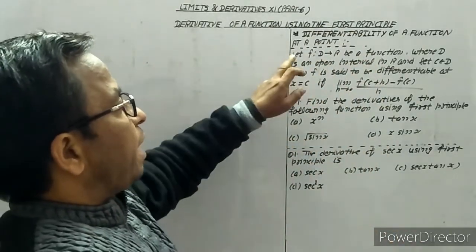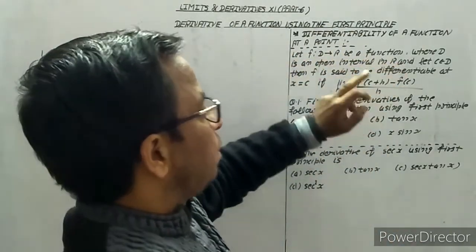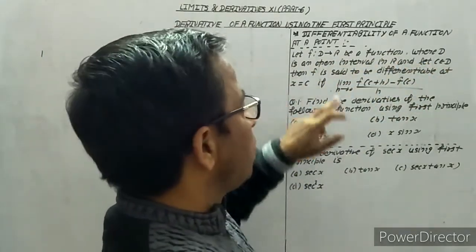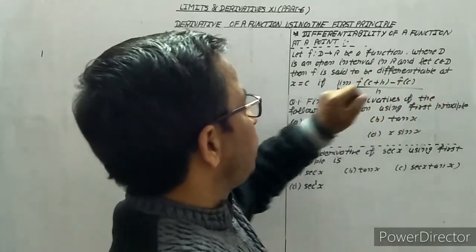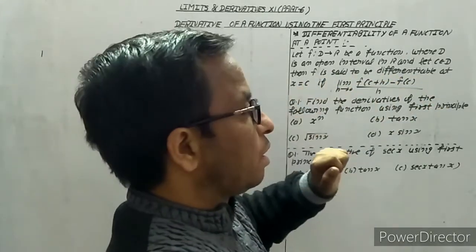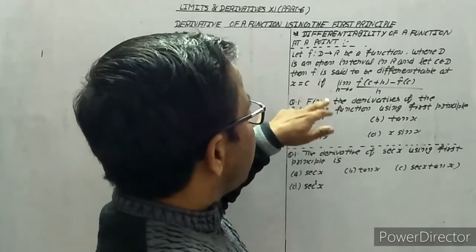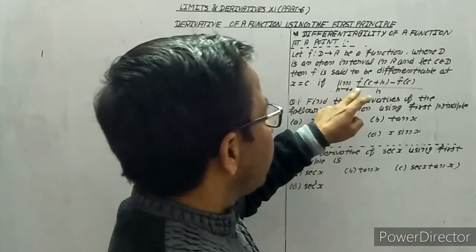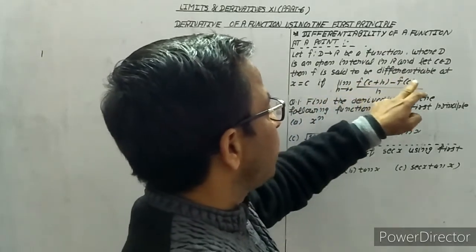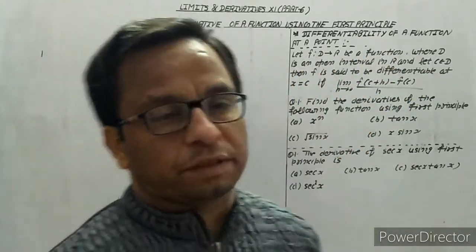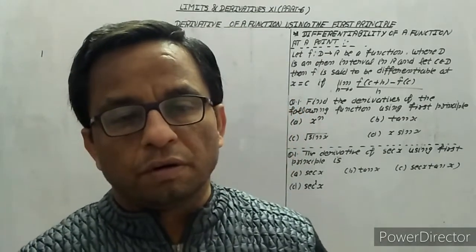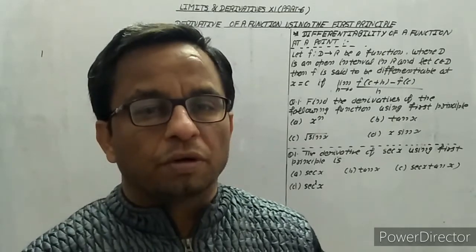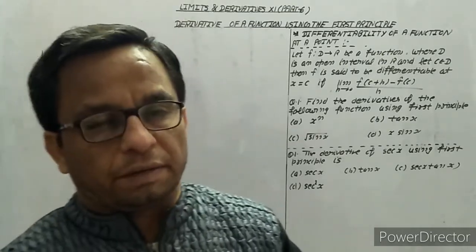Statement wise, let f: D to R be a function where D is an open interval in R and let c belong to D, then f is said to be differentiable at x equals c, and we will say this only in that case if the limit h tends to 0 of f(c plus h) minus f(c) upon h exists. And this is the rule for the first principle also to find out the derivative.